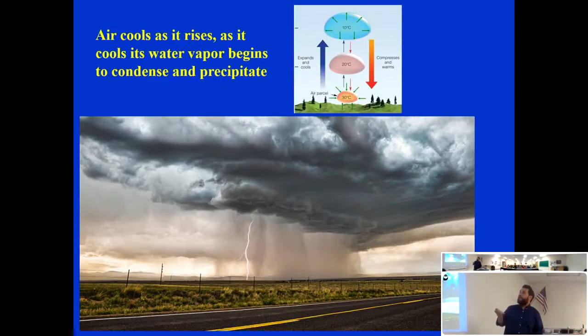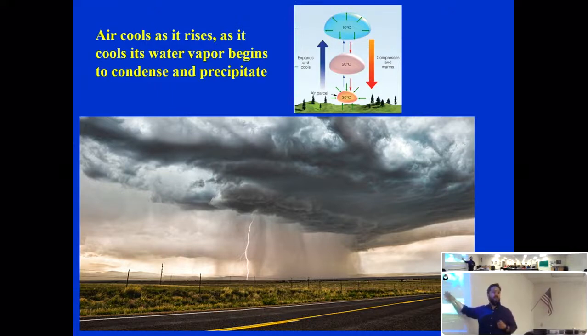As air cools and rises, it's going to begin to condense and precipitate, right? That's what creates rainstorms and things like that. It's what creates the precipitation. Air rises, it starts to cool off, and when it cools off, it hits something called the dew point, and it's going to start condensing at the dew point. Then when that water condenses, it creates precipitation. Condensation is going from water vapor, a gas, to liquid water.